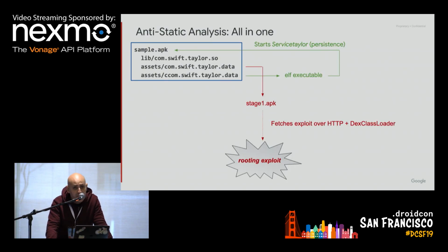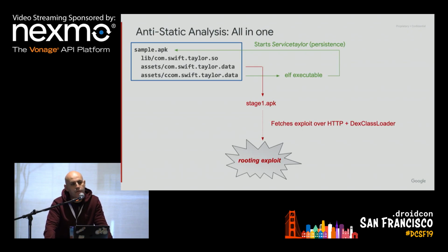In the case of asset files, which may be images, audio files, and other types of files, the surprise is that it is not a regular asset file. It is another APK, right? It's another APK that is named cc.com.swift.tailor.data that includes a stage 1 APK that itself, when executed and loaded, may fetch another DEX file that includes an exploit for rooting.